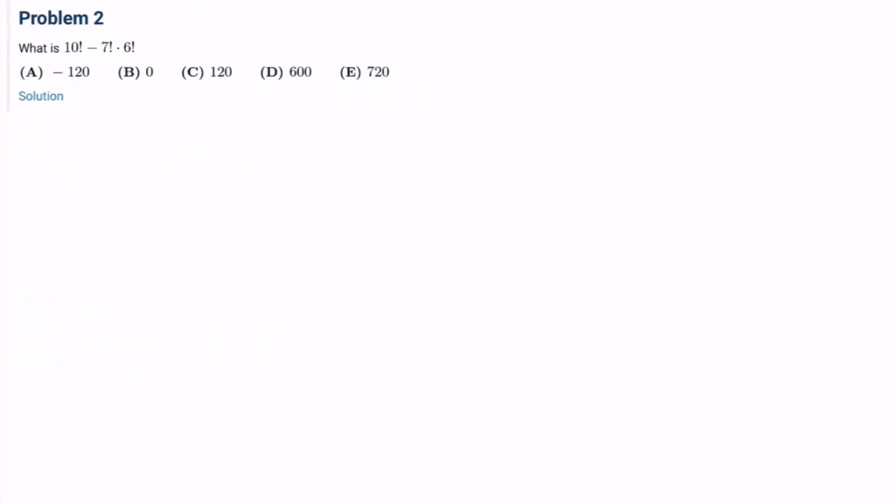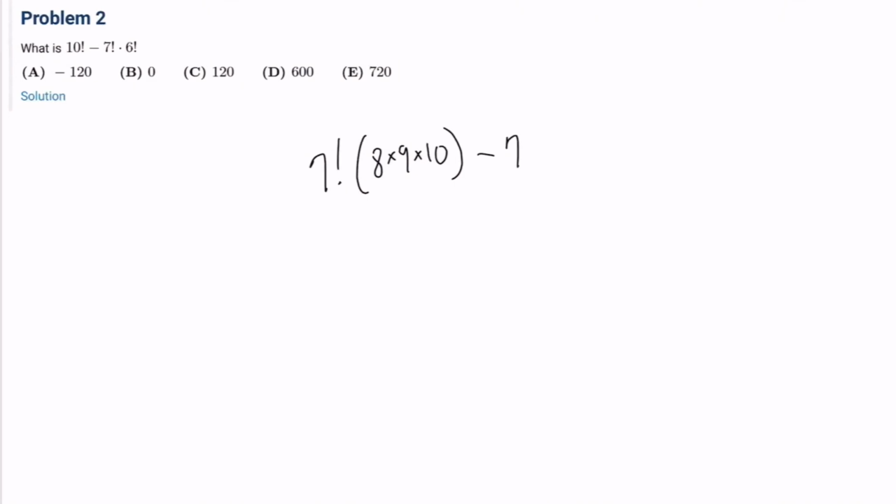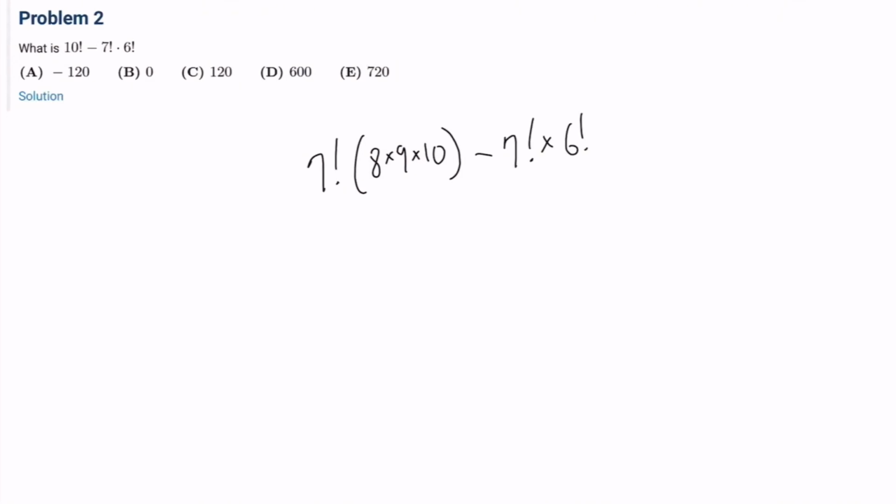Number 2, what is 10 factorial minus 7 factorial times 6 factorial? Okay, so let's just factor out 7 factorial, right? So that's going to be 7 factorial times 8 times 9 times 10 minus this, which is 7 factorial times 6 factorial. So factoring that out, that's 7 factorial times 8 times 9 times 10 minus 6 factorial.